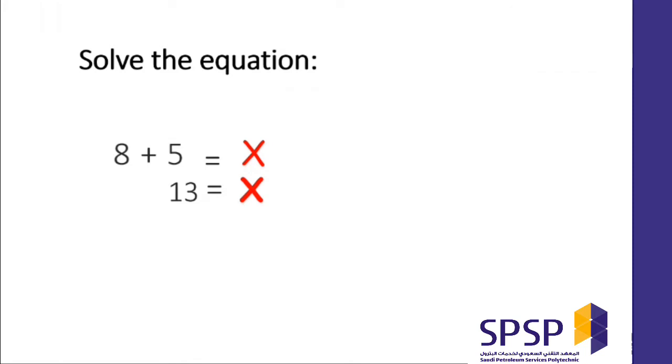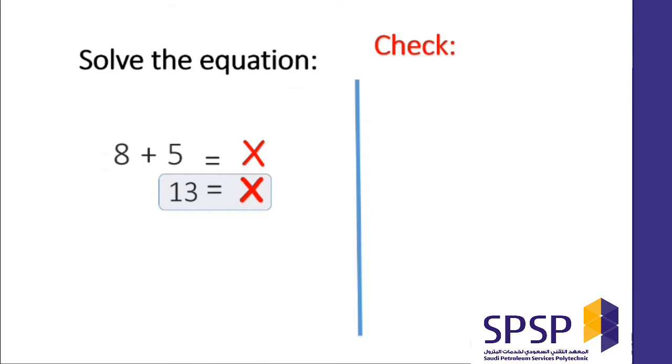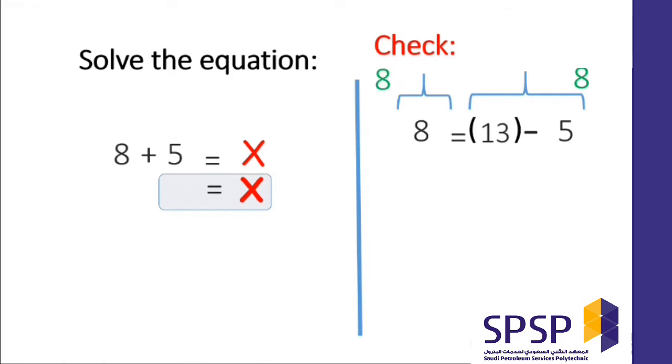This is the answer. Now it's very, very important to check the answer. How can we check that x equals 13 is the correct answer? This is the original equation, 8 equals x minus 5. Now we need to put x first within parentheses or brackets. Then we put x equals 13 in for x, and we check the right hand side value. 13 minus 5 is 8, and the left hand side is 8, so they are equal. That means this is the correct answer.